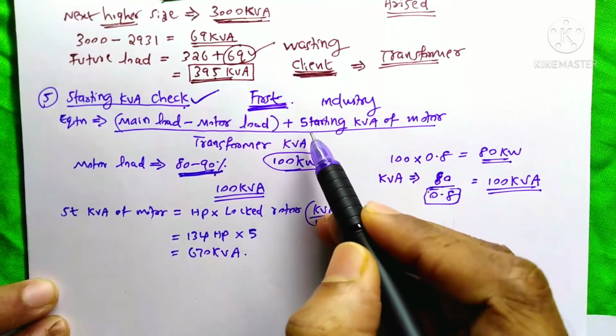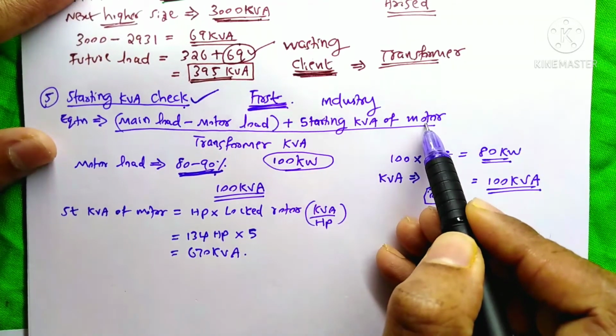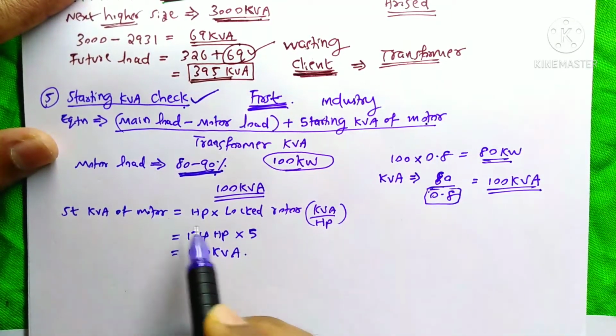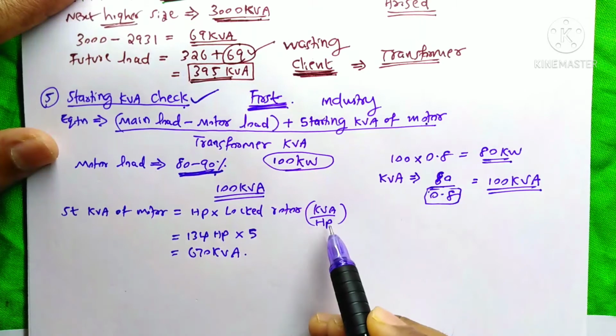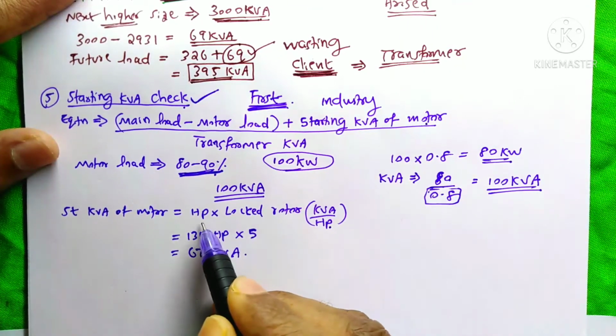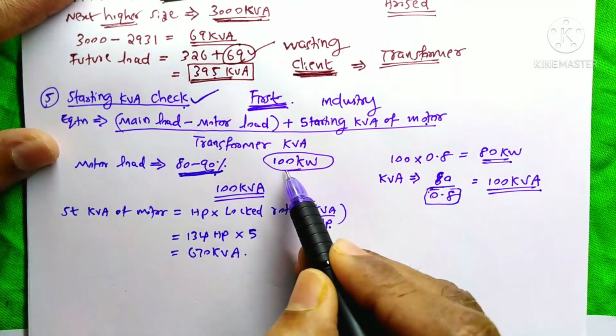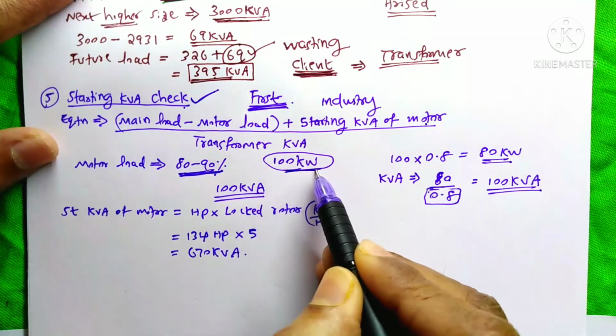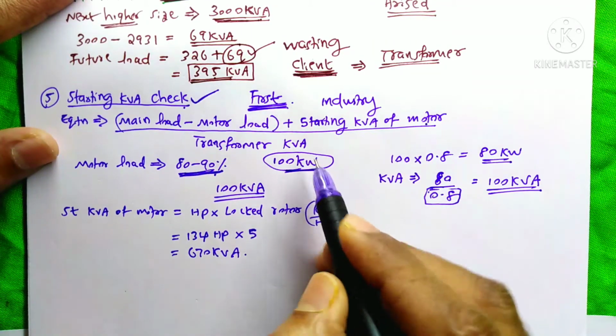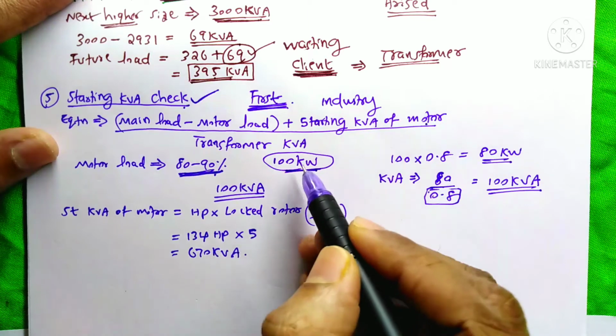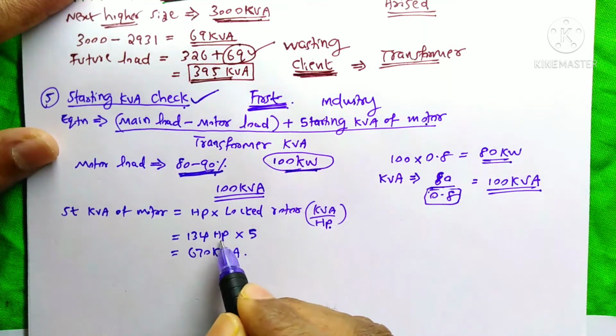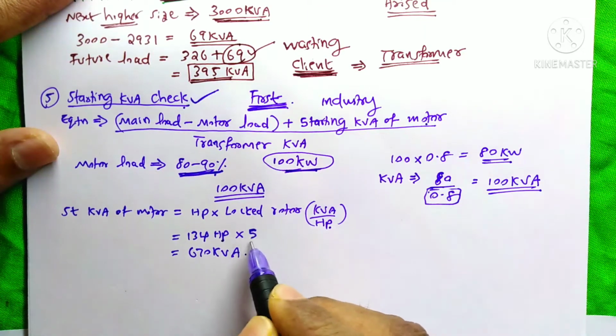Now we need to find the starting kVA of motor. The starting kVA of motor equation is HP into locked rotor kVA by HP. This HP means the motor's power, which is 100 kilowatt. We need to convert kilowatt into HP. So 100 kilowatt to HP means 134 HP. And here, locked rotor kVA by HP is 5.